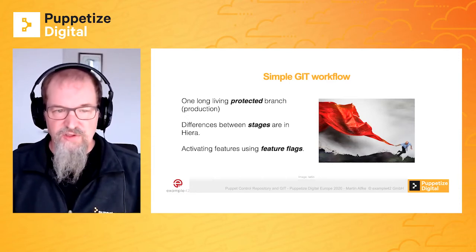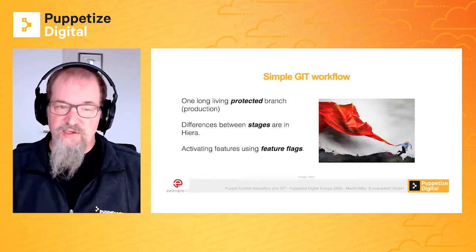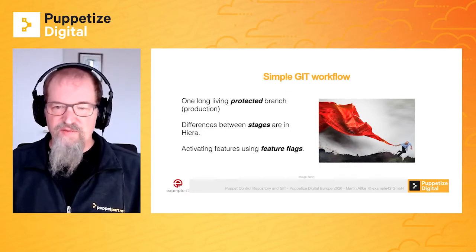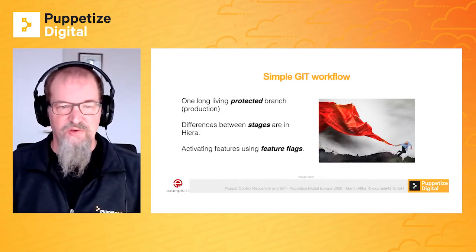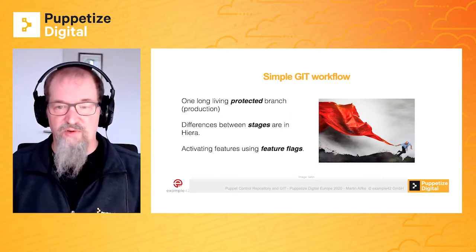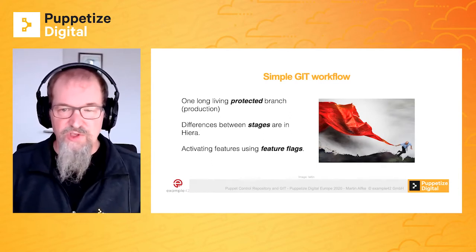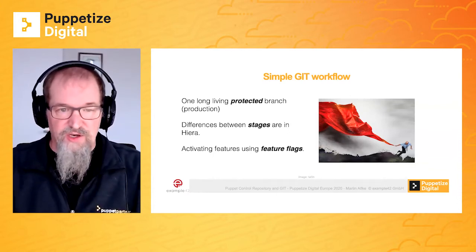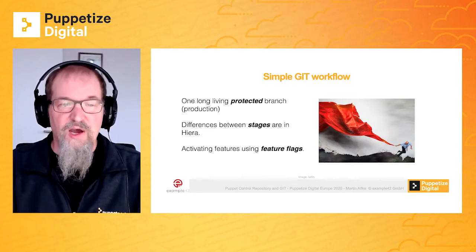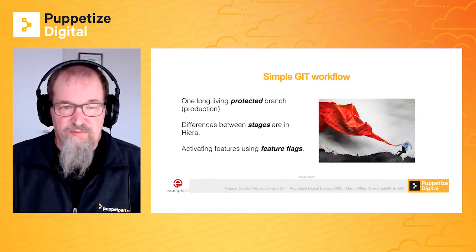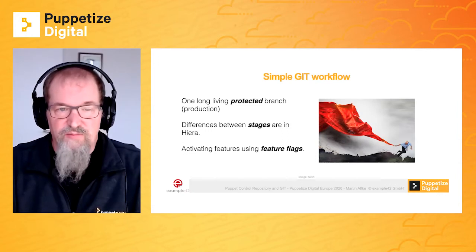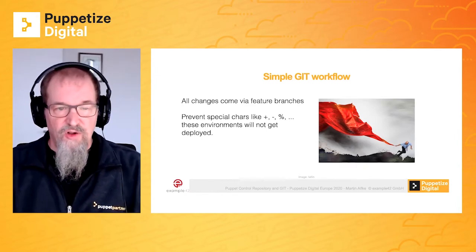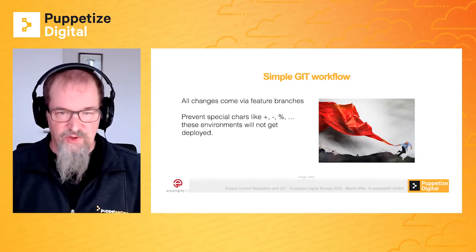As I already mentioned, differences between the stages are added into Jira. And you can enable new features by adding feature flag parameters to your Puppet code, and also control via Jira which feature should be used in which of your stages. So the production branch is now a protected branch. So how do you now bring changes into a protected branch? You can't directly push into that branch. That's something that you forbid on the Git server side. So all changes must come via feature branches.